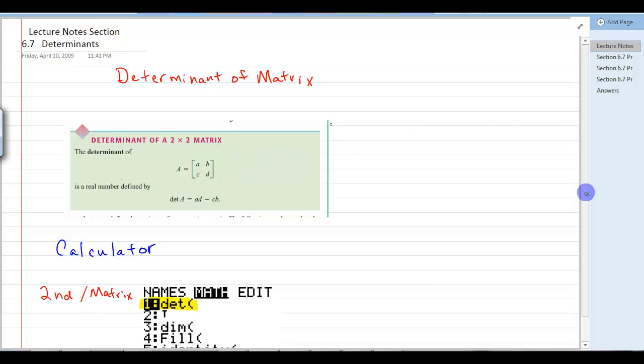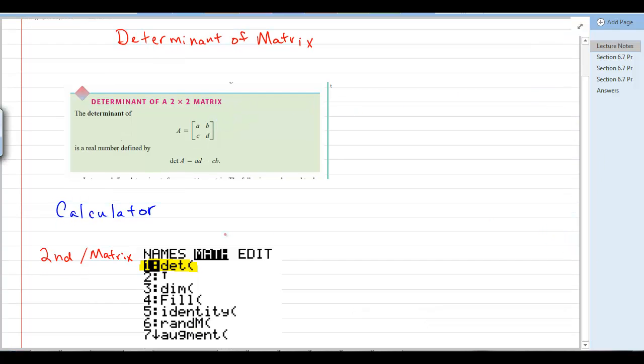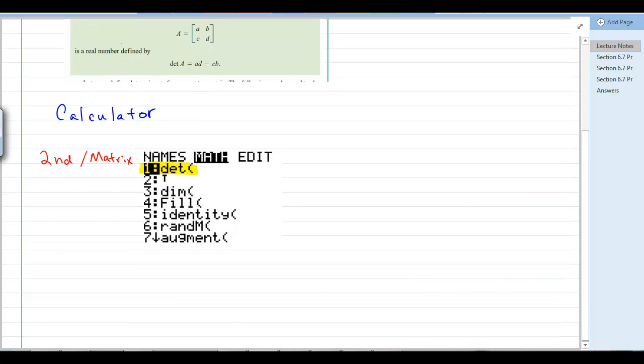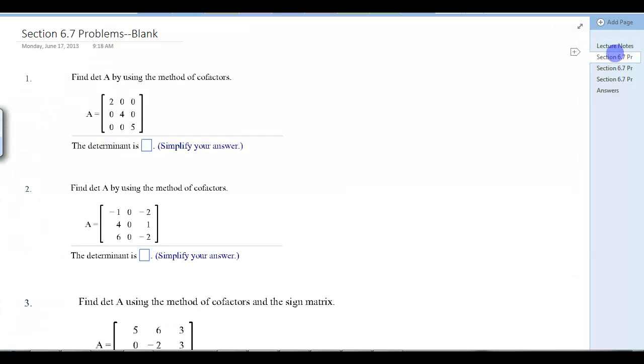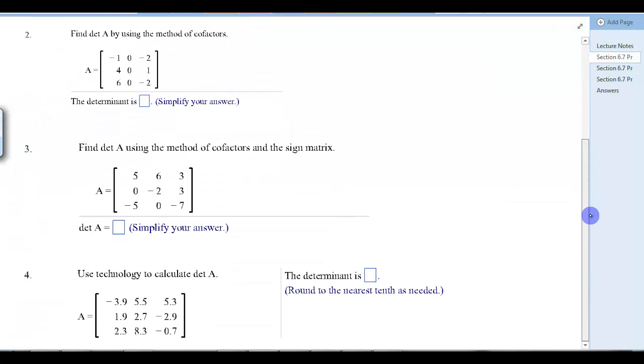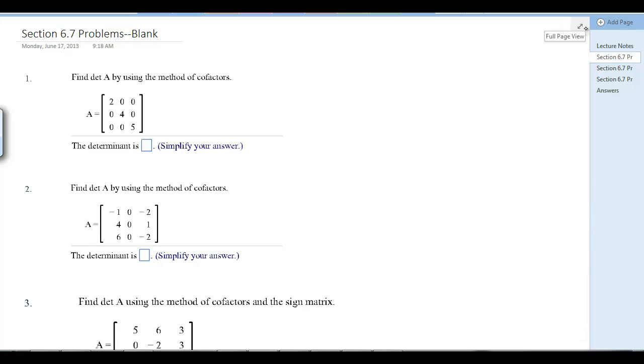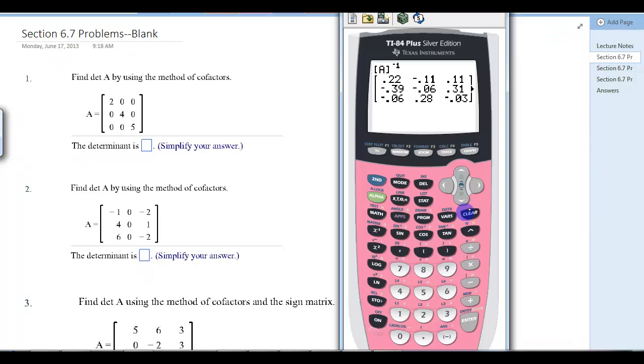But when we do it on the calculator, we're just going to use the math function. Second matrix, we're going to go over to math, and we're going to choose determinant and put in the letter. Then we'll go back in and get the letter of the matrix, and we'll get a real number for an answer. So we're just going to have a couple of questions. I think I actually have about 4 questions to practice on. So let's do those right now, and we'll see how we do.